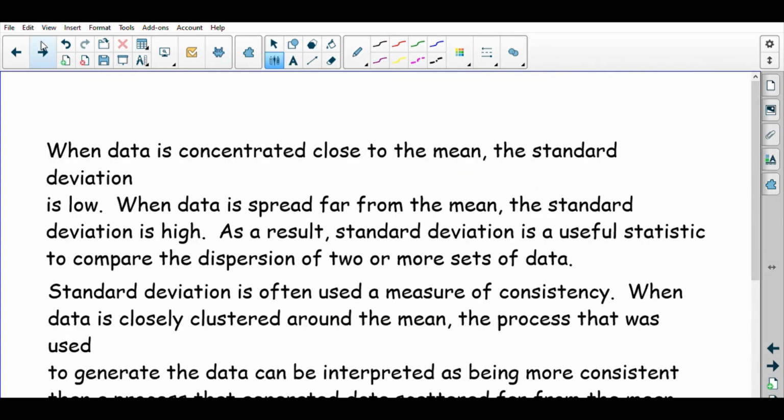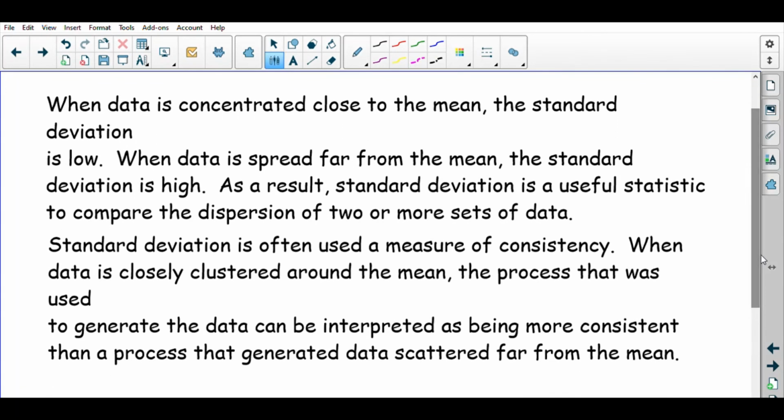When data is concentrated close to the mean, the standard deviation is low. When data is spread far from the mean, the standard deviation is high. As a result, standard deviation is a useful statistic to compare the dispersion of two or more sets of data. Standard deviation is often used as a measure of consistency. When data is closely clustered around the average or the mean, the process that was used to generate the data can be interpreted as being more consistent than a process that generated data scattered far from the average.